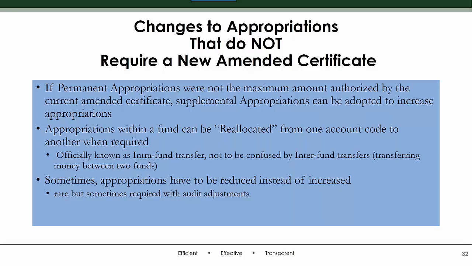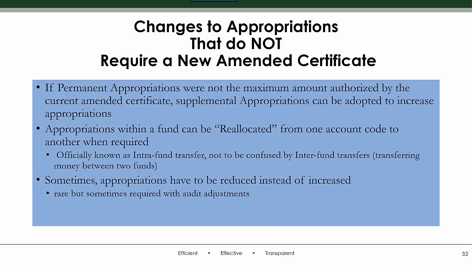Sometimes appropriations have to be reduced instead of increased. It's rare, but it happens with audit adjustments. So you would have to reduce appropriations. Let's say you budgeted a $60,000 grant and you didn't get it. Well, you're going to have to reduce your appropriations by $60,000 and get a reduced amended certificate by $60,000. But remember, reduce those appropriations first. We're talking about changes to appropriations that don't require a new amended certificate, okay?